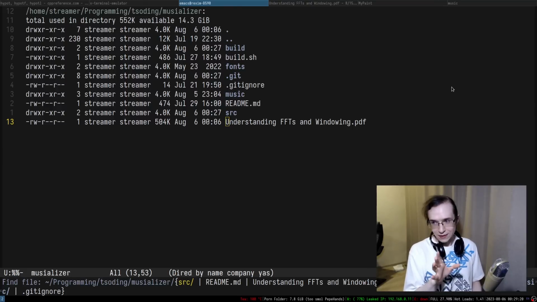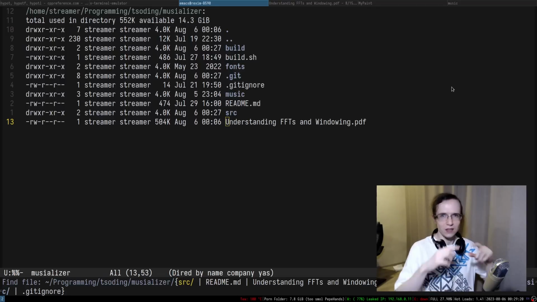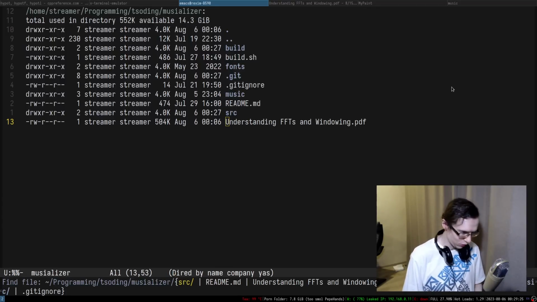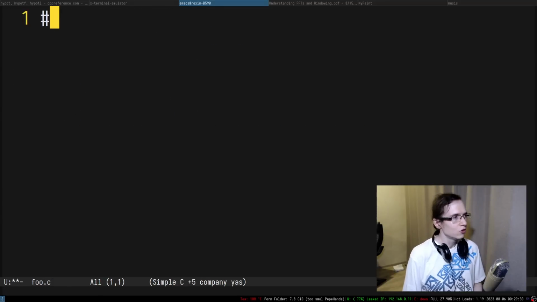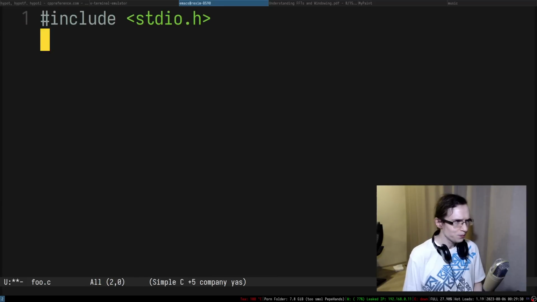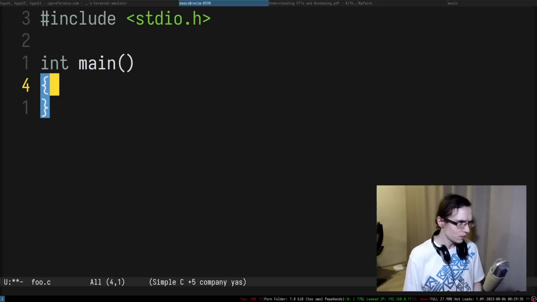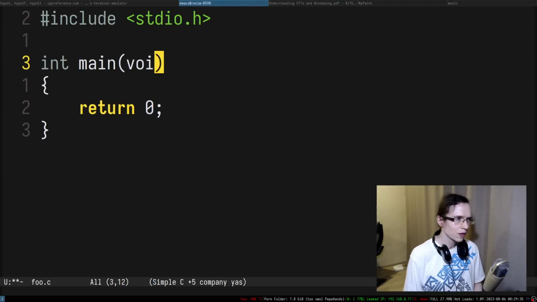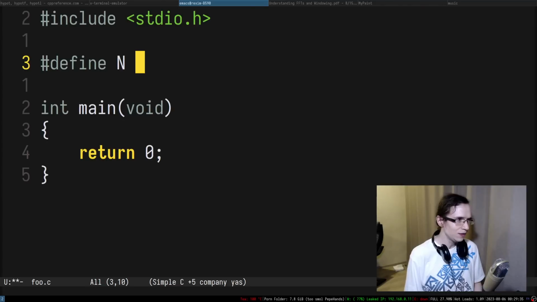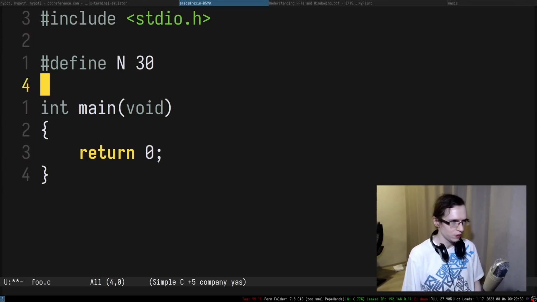We're not going to play any sound, we're just going to generate a signal and print it. So I'm going to create foo.c. Let's include stdio, and there we go. We're going to have n, which maybe doesn't have to be a power of 2, because we don't have to use FFT. We can just use DFT, and DFT works with any number of samples, so let's make it 30.